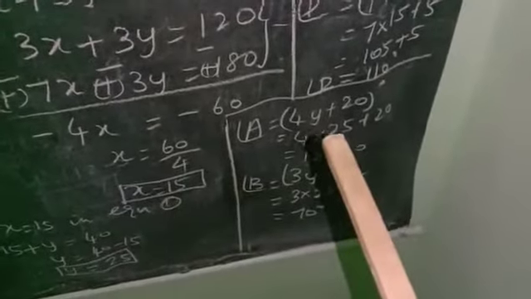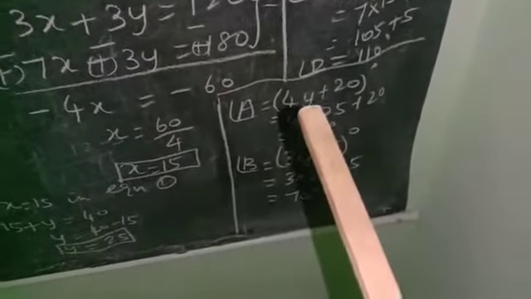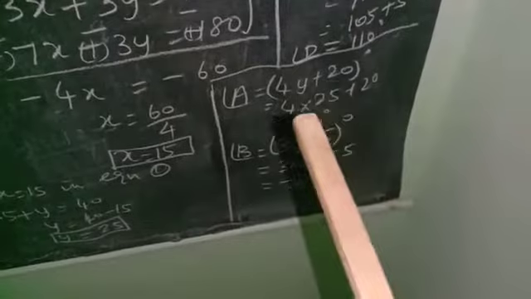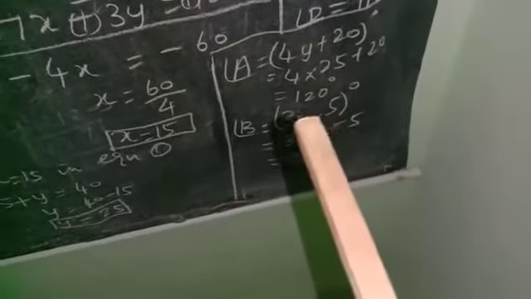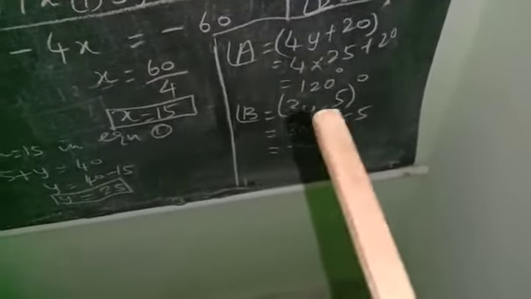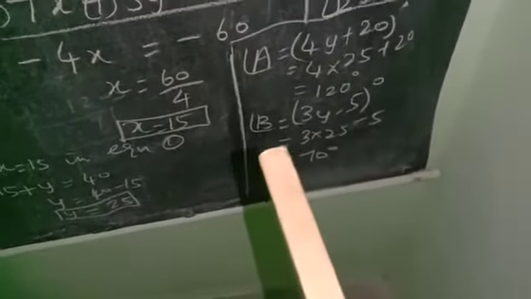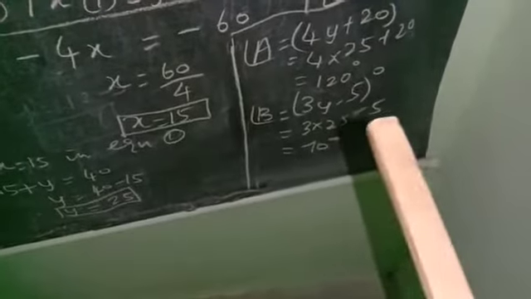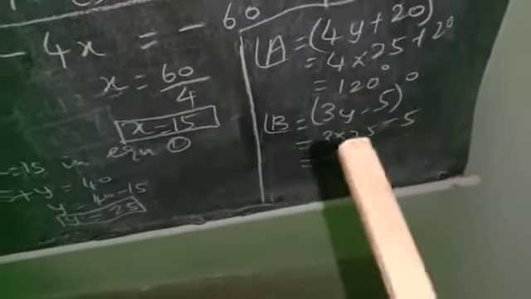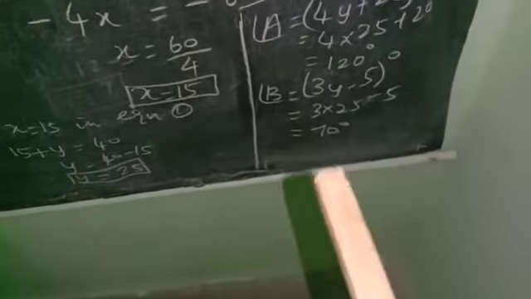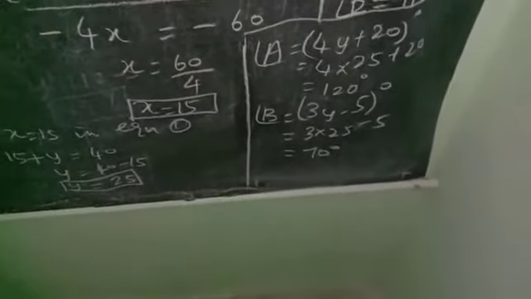Angle A is given in the sum as 4y plus 20. Here we substitute the y value, and we get 120 degrees. So angle A is equal to 120 degrees. Angle B is 3y minus 5, as given in the sum. Now we substitute y is equal to 25. Then we get 3 into 25 minus 5, which is 75 minus 5, 70. So angle B is equal to 70 degrees.